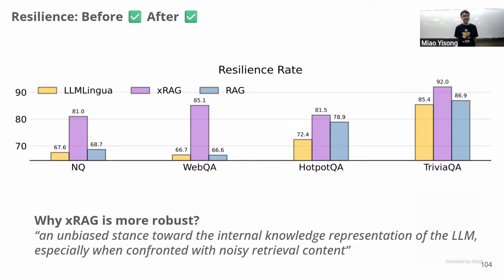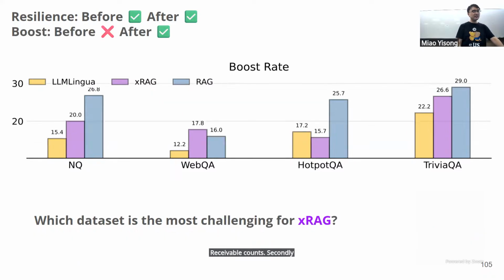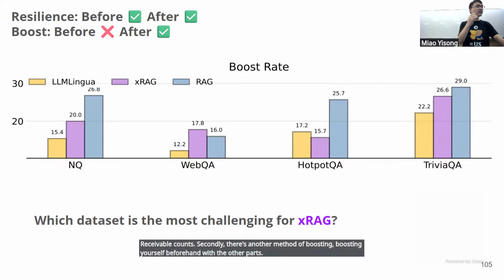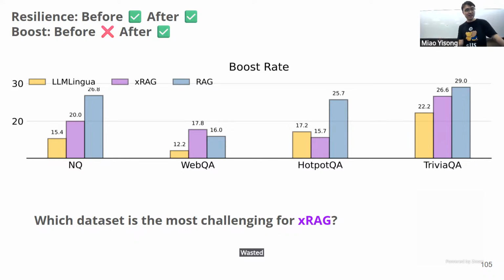For the interesting answer, I think XRAG has a sort of denoising, because during the instruction tuning stage, one small embedding has been learned to fit with the internal knowledge of the LLM, and there are still fewer noises compared to the vanilla retrieval contents. Secondly, there's another method called boosting. Boosting is where beforehand, without the context, it's incorrect, but with the context, it's correct.